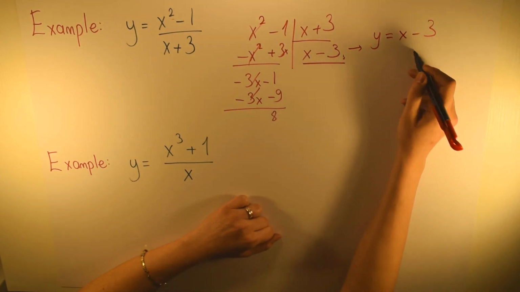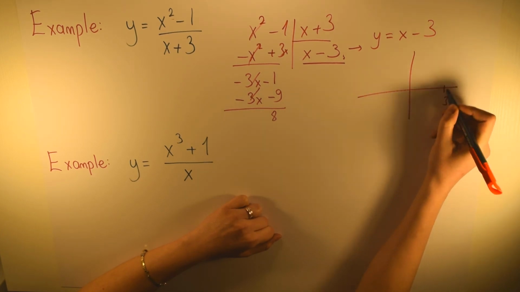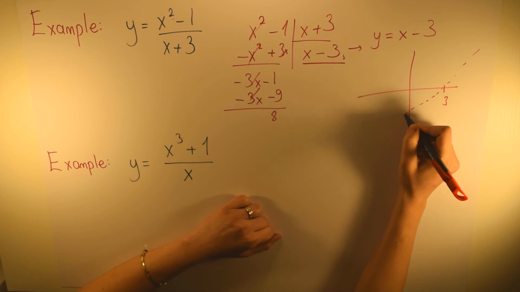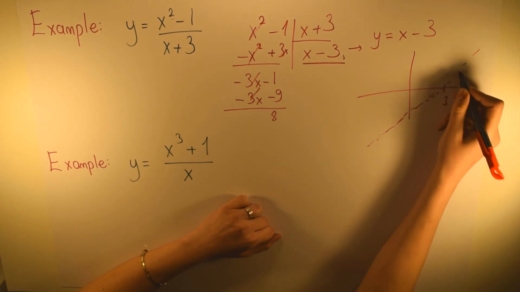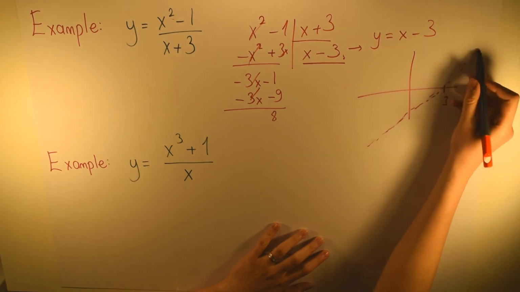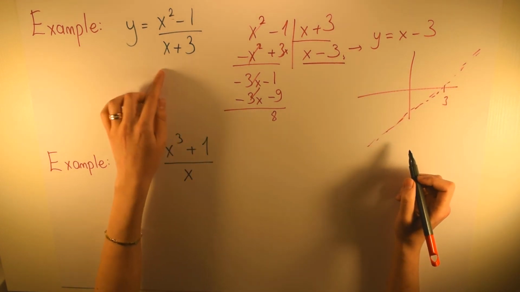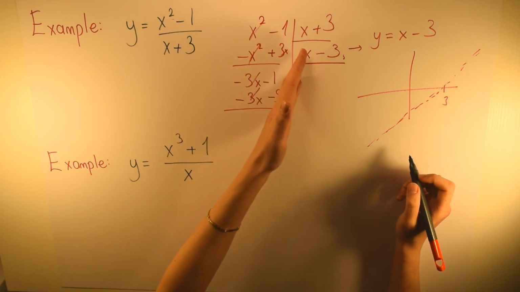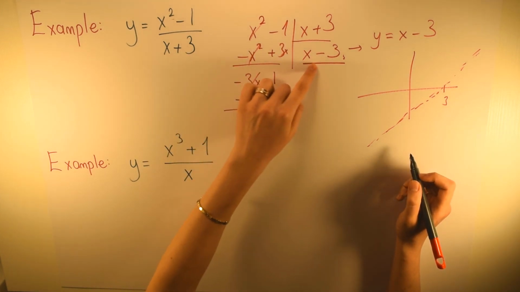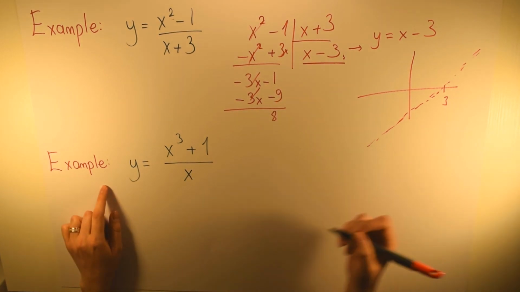So when you draw its graph, it should be something like this. Here is 3, so it will be something like this. Of course, this is a line, and I couldn't draw very well, but the graph should be like this. It's very simple. You just do the long division, and the quotient gives you the slant asymptote.